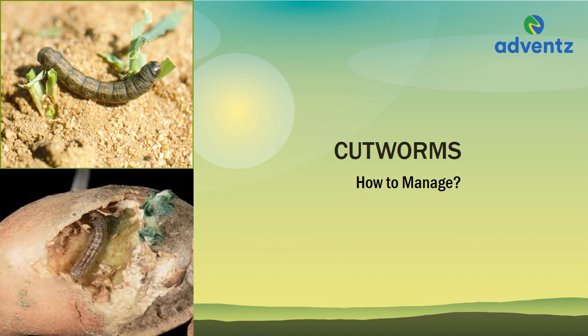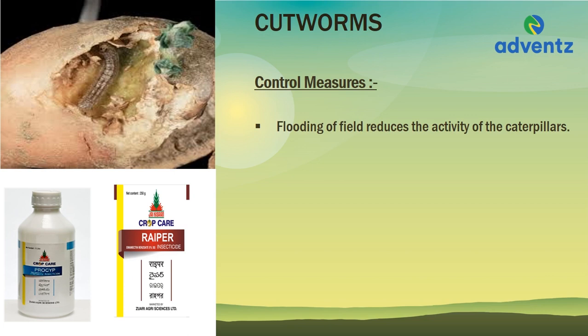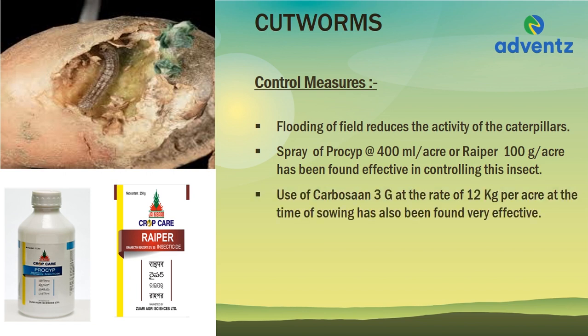Cutworms: how to manage? There are various control measures for cutworms. These are flooding the field. Flooding of the field greatly reduces the activity of the caterpillars. Alternatively, we should spray the crops with Prosip at the rate of 400 milliliter per acre. That's the product you see on the left image. And Riper, which is the product you see on the right, at the rate of 100 grams per acre. It is a very effective application to control cutworms. And lastly, the use of Carbosan 3G at the rate of 12 kg per acre at the time of sowing is also found very effective.